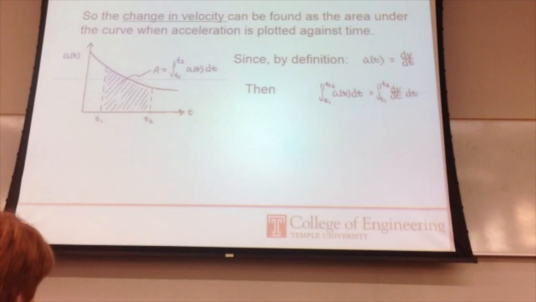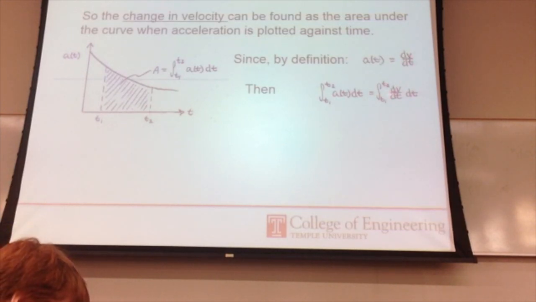So again, a of t is equal to the derivative of v with respect to t. And the integral of a of t dt is equal to the integral of dv. This is a of t. This is the integral of a of t, that area under the curve.